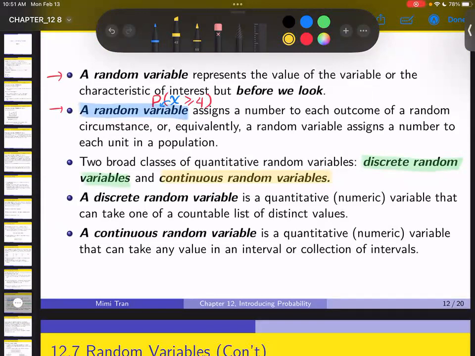Same thing with weight. Weight is a continuous random variable. Times. What else? Weight, times, height. Temperatures.